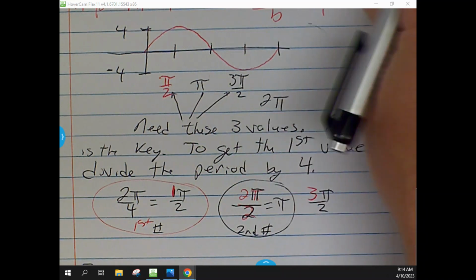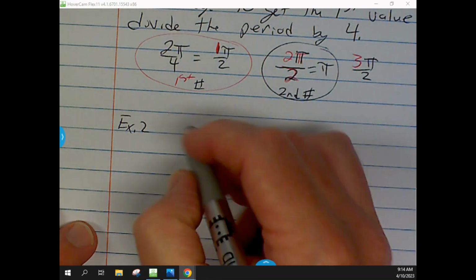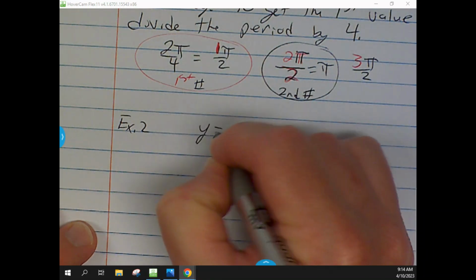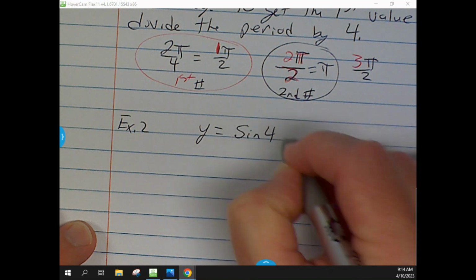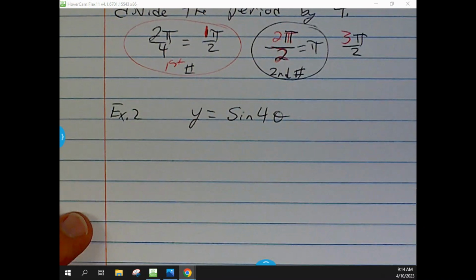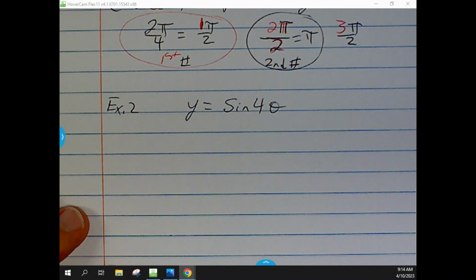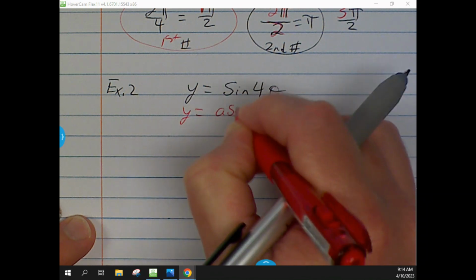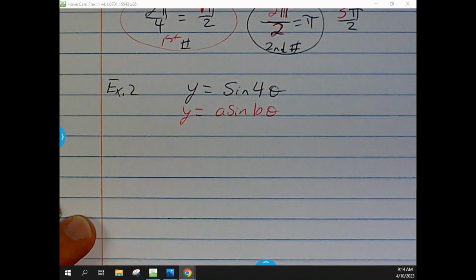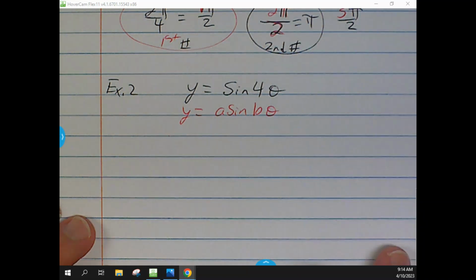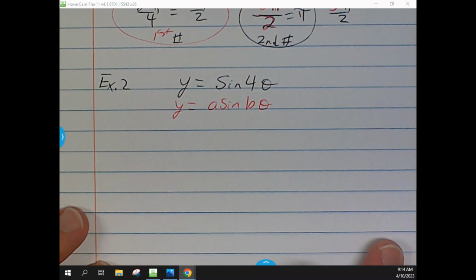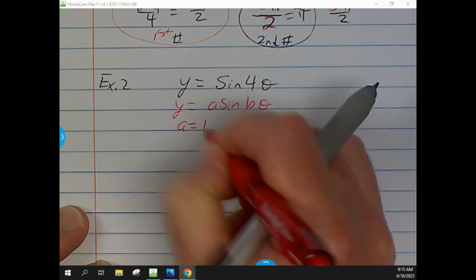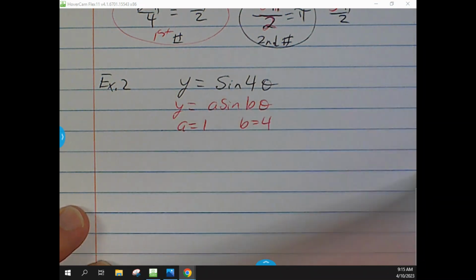All right, let's do a couple more of these, make sure everybody's okay. All right, so let's do y equals sine of 4 theta. Again, theta or x is just interchangeable at this point. So y equals sine of 4 theta is the same thing as y equals sine of b theta or x. And in this one, your a value is 1 and your b value is 4.